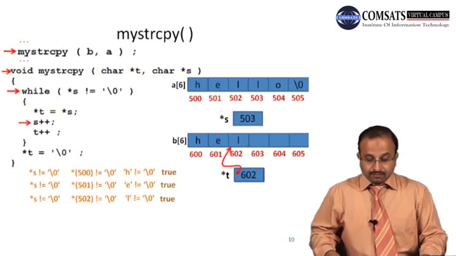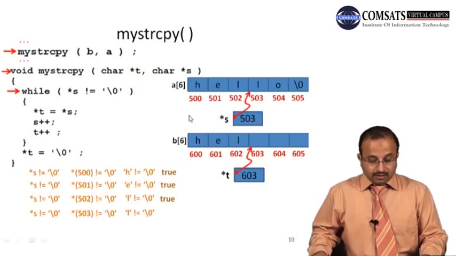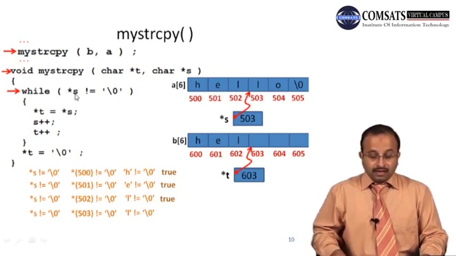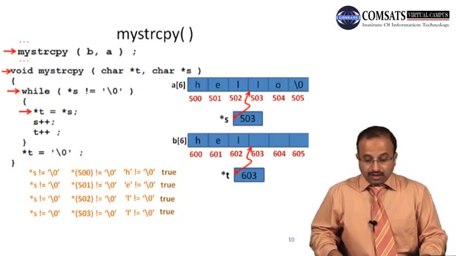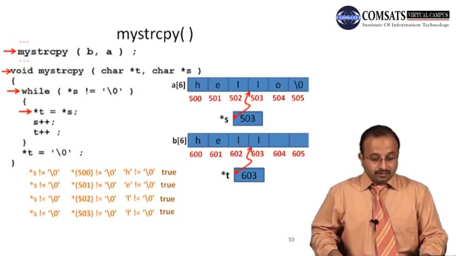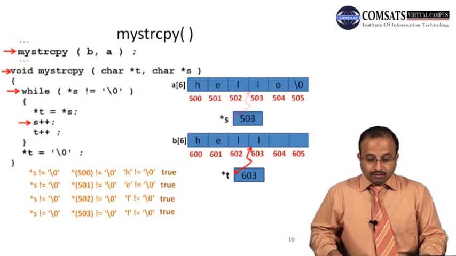Then it increments s. So s points to the next memory location. It increments t. It points to the next memory location. Then it checks the while loop condition again. So l not equal to null. *s is *503, which is l, and the l not equal to null condition is again true. So it comes inside the loop. It is again an assignment. It assigns the value of *s to *t. l will be assigned over here. And then it increments s. So the value of s is incremented and it points to the next memory location. Then it increments pointer t. It points to the next memory location.